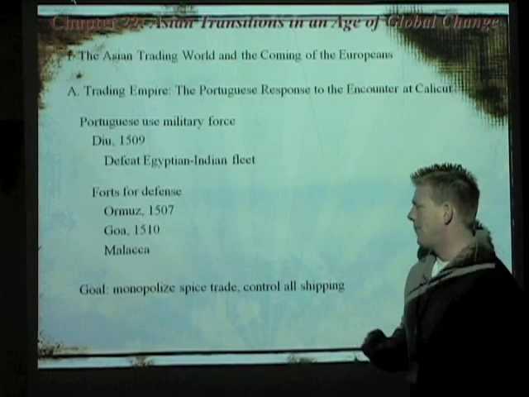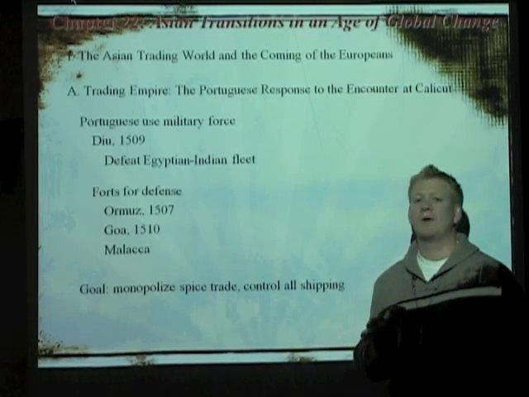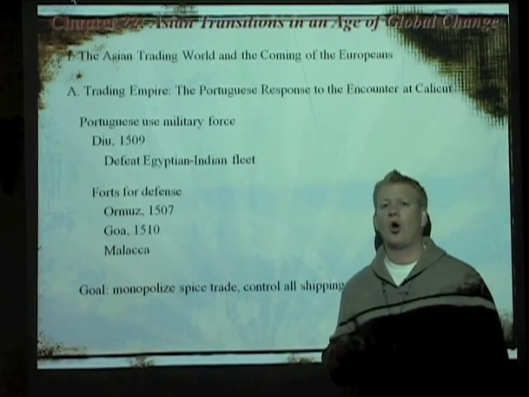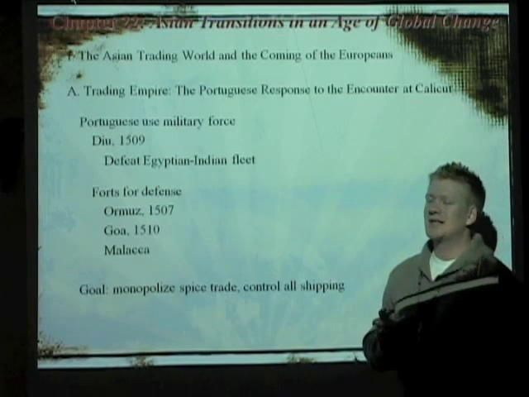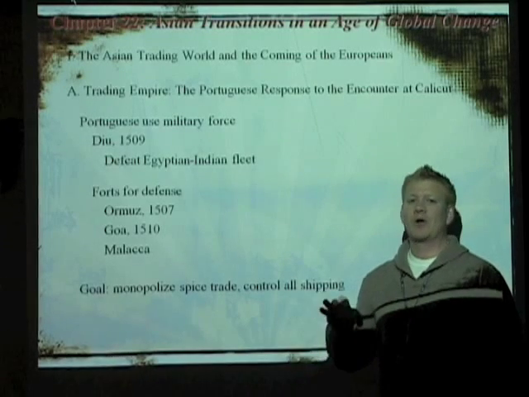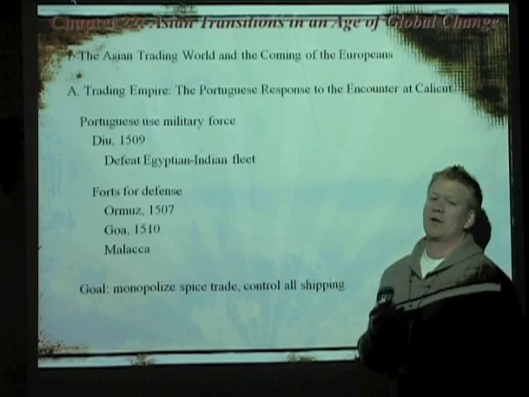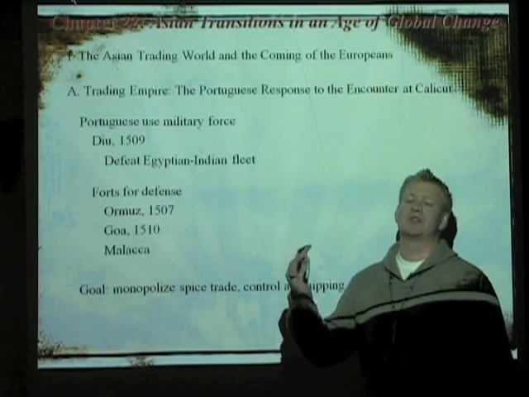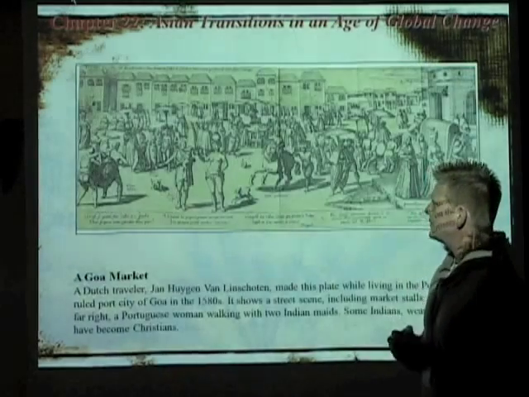The goal was to monopolize the spice trade and control all shipping. Now, as we've seen, this turns out to be one of their downfalls, trying to control all of it. Also, controlling shipping proves to be a downfall because the Asian trading network had already been in existence for a long period of time. For centuries, they had ways about doing their business, and then all of a sudden, these big Europeans are going to come in and say, do it our way. That doesn't go over so well.